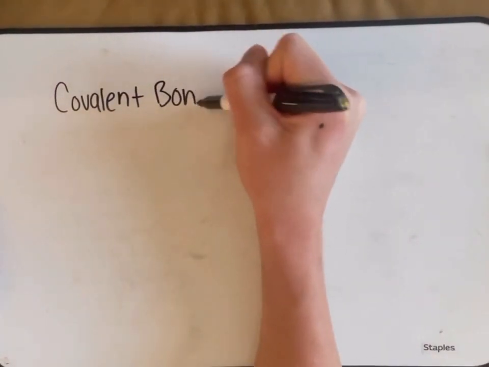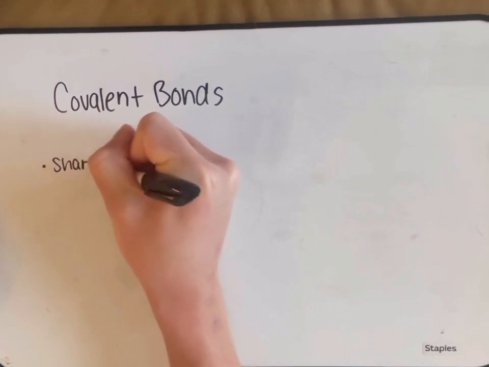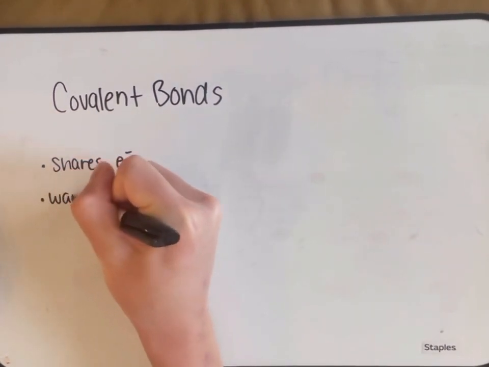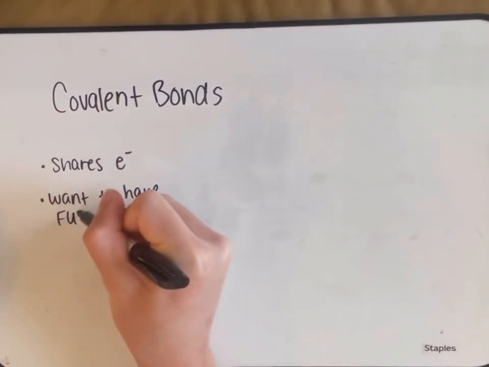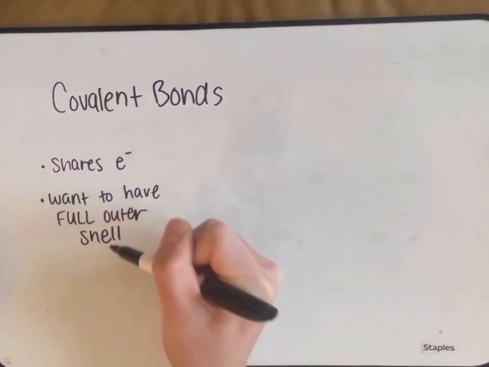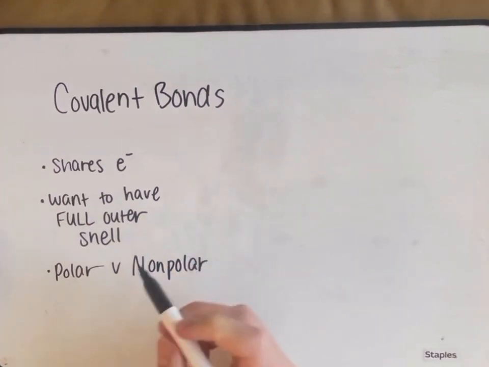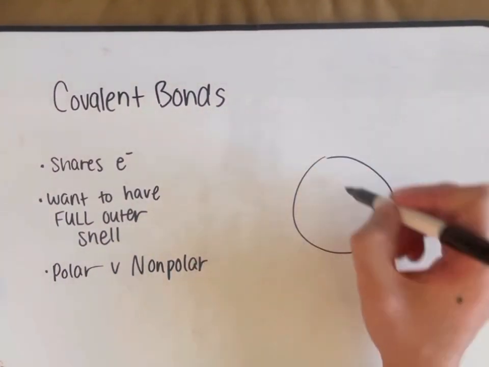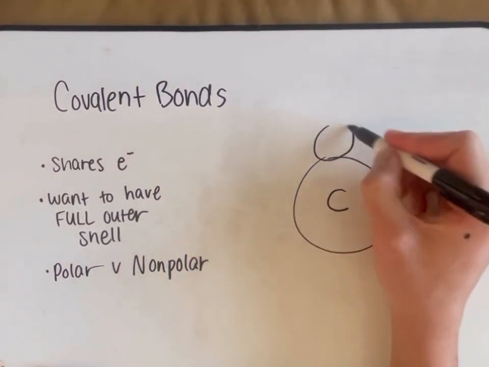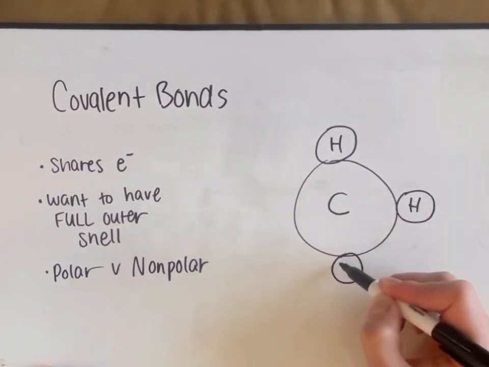So when we're talking about covalent bonds, there's a couple things to know. Covalent bonds ultimately share electrons, and they want to have a full outer shell, following the octet rule, which is 8. And we're going to see a battle between polar and nonpolar, and we'll get to that in a bit. But here, let me draw CH4. So there's a C and 4 H's. CH4 is methane.